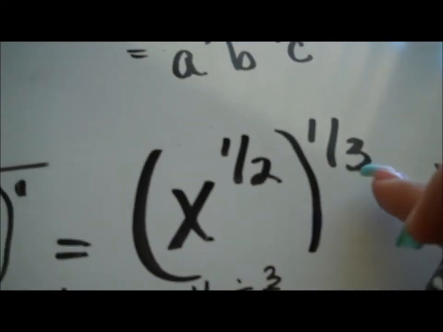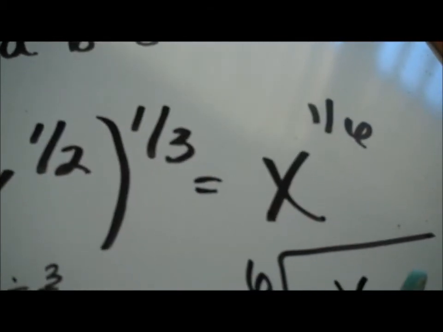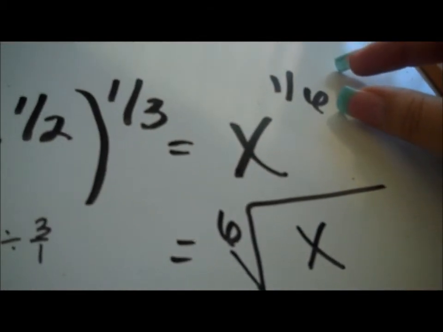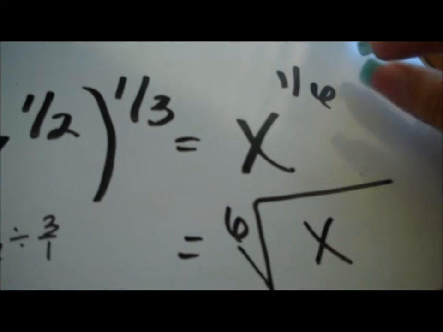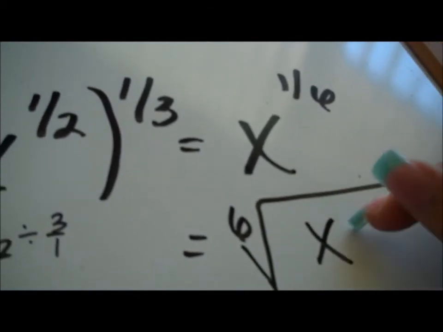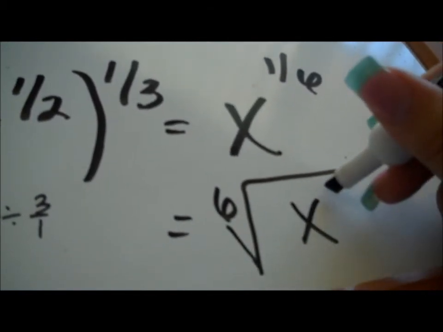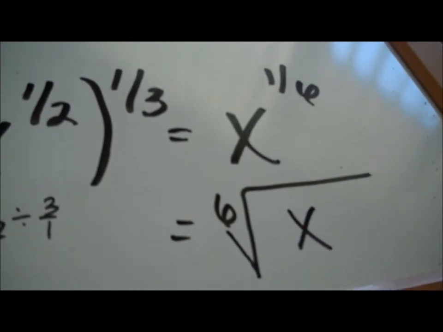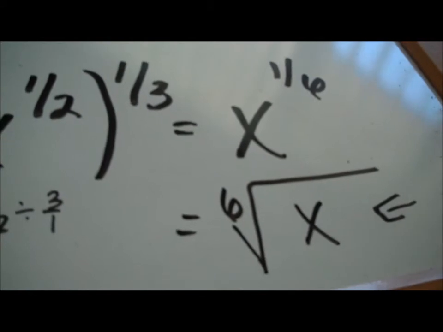So here the 1/2 and the 1/3 multiply together to give us 1/6, and then since this is a rational exponent here, we need to rewrite that as a radical. So this means that we have x to the 1st power. We don't need the 1 there, but it's there. And then our index is 6. So this would be the final answer right here.